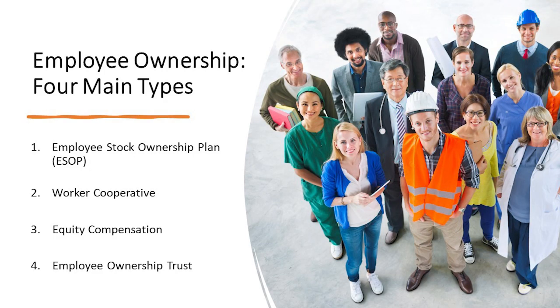In the United States, there are 4 main types of employee ownership, as the slide shows. One is the Employee Stock Ownership Plan, or ESOP. A second is the Worker Cooperative. A third broad type we'll call equity compensation. And more recently, we've seen the emergence of the Employee Ownership Trust. There are other types of employee ownership too, but those 4 are the most common. You'll learn about each of these types later.